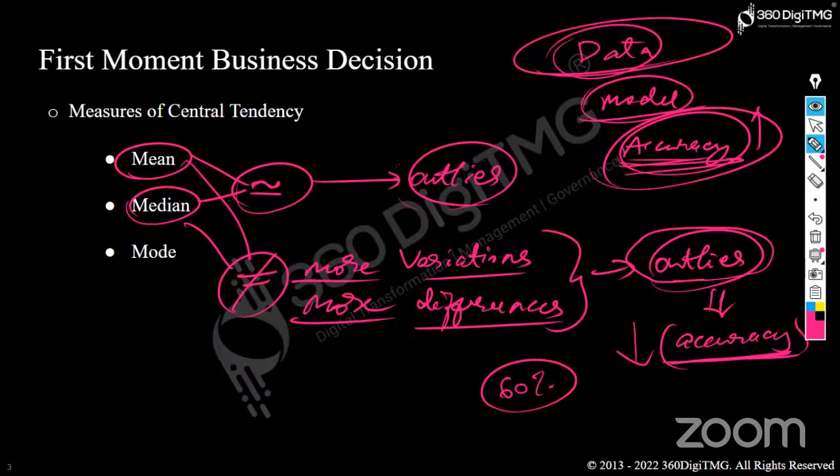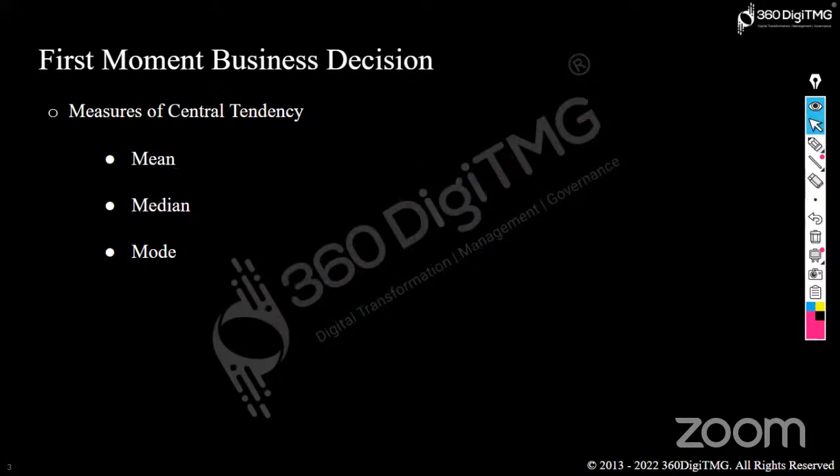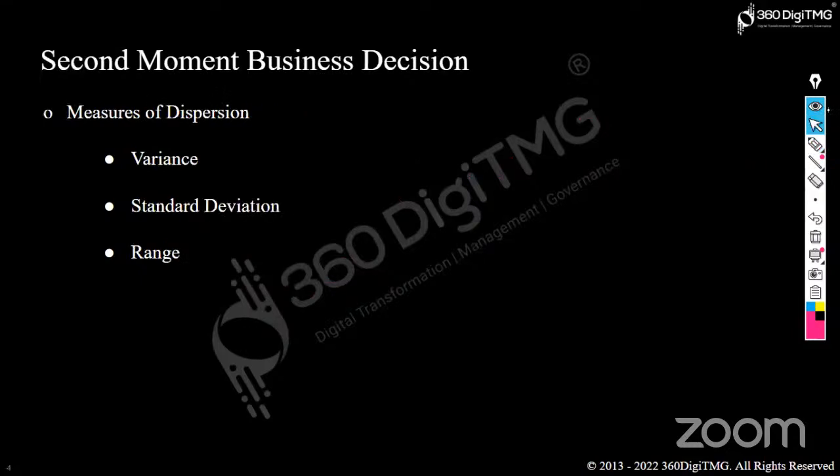So to check whether the data exists with outliers, we check the mean and median. This is one of the important steps that we can check whenever you want to work with the data or clean the data before pre-processing it. This is one method, hence we call it the first business moment decision.